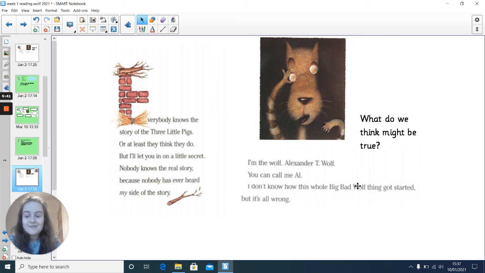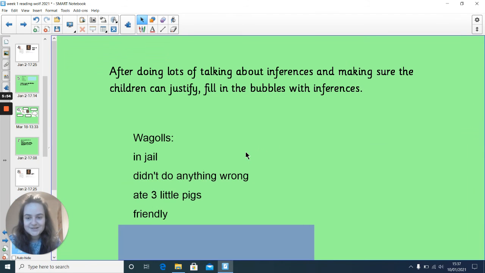So if you want to infer that he's friendly, I would completely agree with you. That bit there does imply that he is quite a friendly wolf, because he's introducing himself and he's saying, "You can call me Al, you can call me a nickname, and we can be friends." So that's also a really good inference.